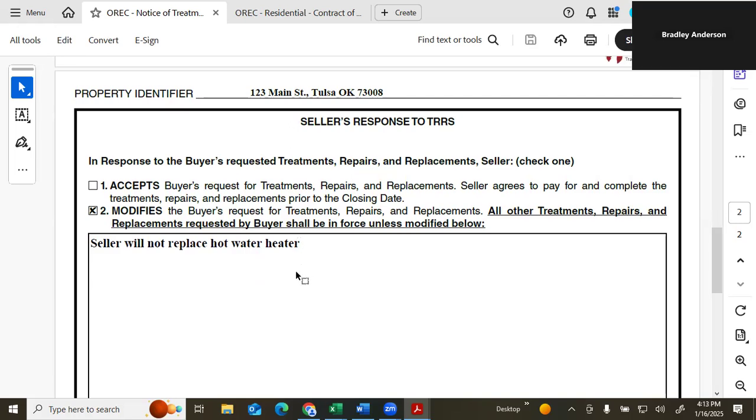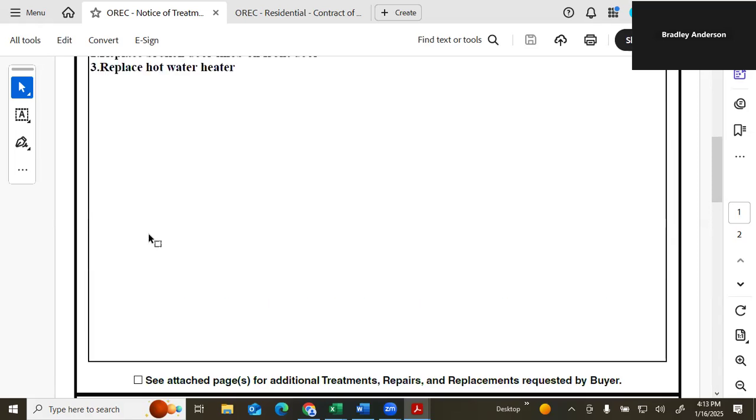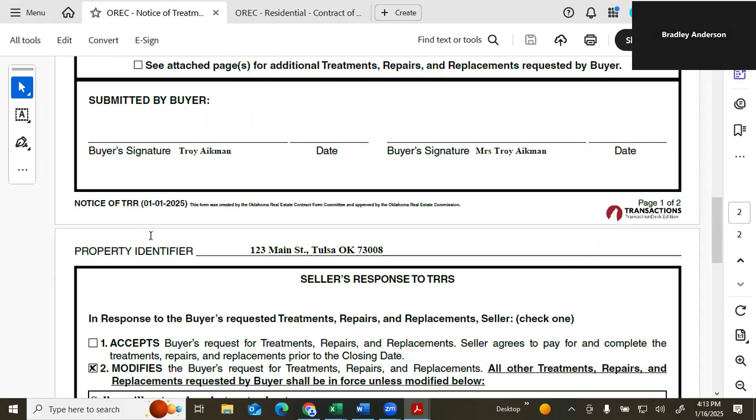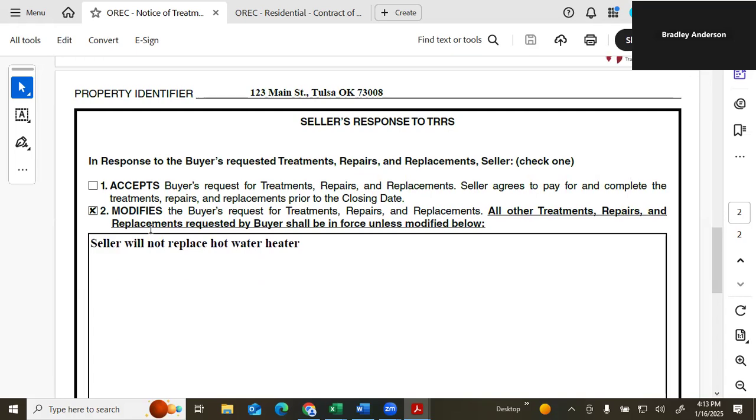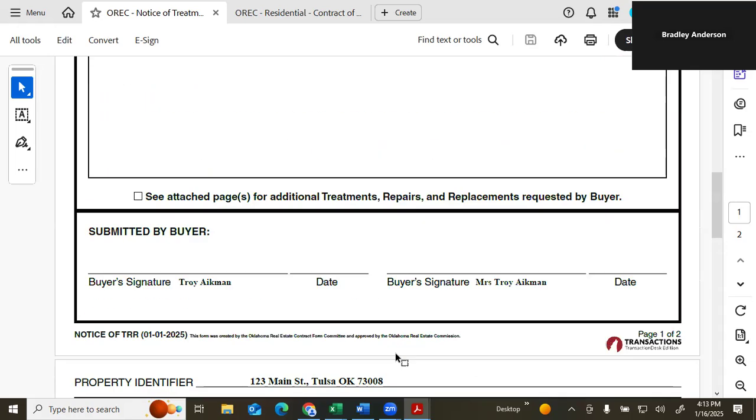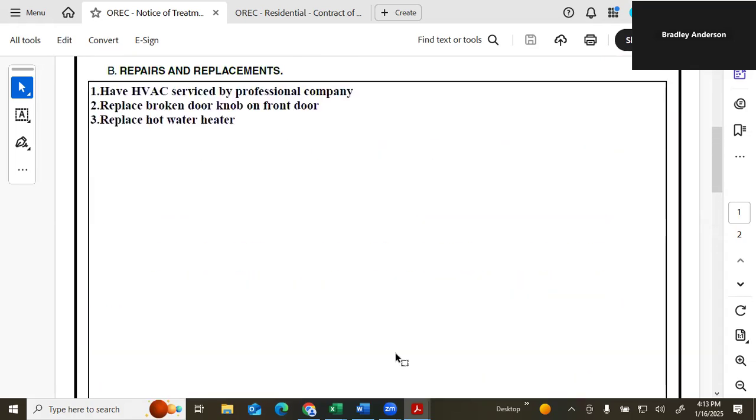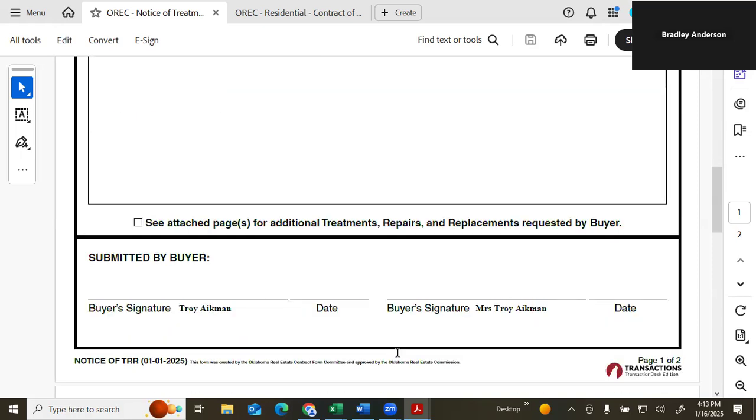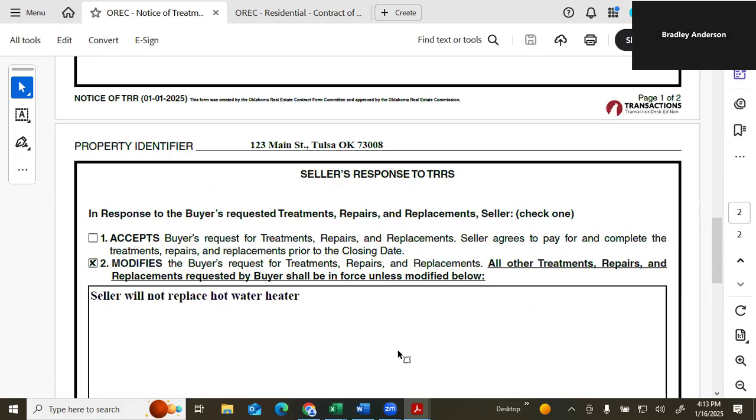they respond to it. Now, mind you, they can either choose accepts, whatever we put up here, as it's written, or as I've done, check modifies. So be mindful, though, that this language says all other treatments, repairs, and replacements requested by the buyer shall be in force unless you modify it below.